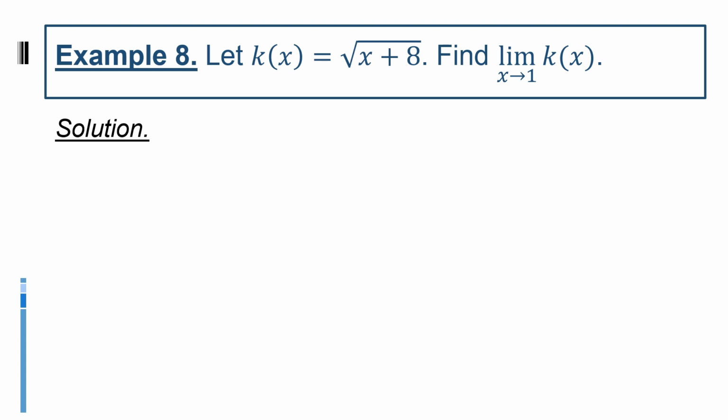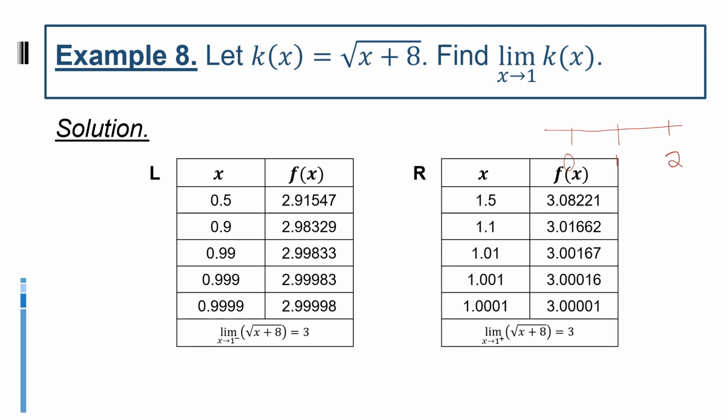So for our solution, okay, kunin lang natin yung kanyang value. So 0 dito, then 2 dito. From the left, gamitin natin ng 0.5. So plugging in, we have 2.91547. Then palapitin natin, we have 0.9. That is 2.98329. Then, checking hanggang 0.9999, that will give us 2.99998.